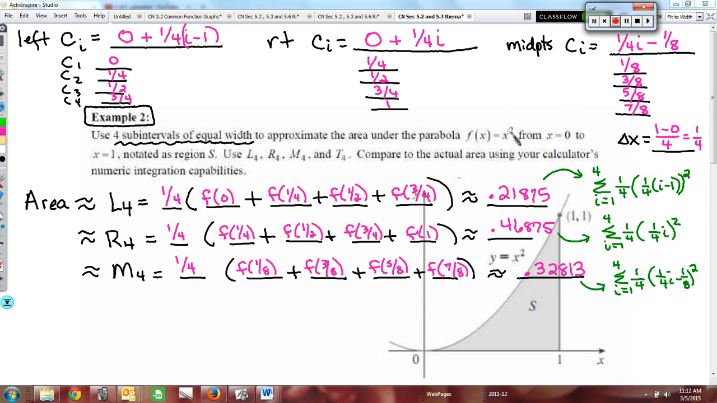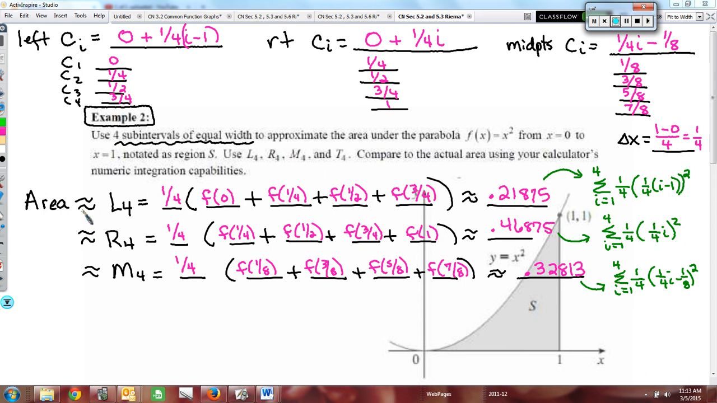Alright, so you can check your answers with mine. Here's my formula for my left, my 4 left endpoints, my right, 4 right endpoints, and then my midpoints. I prefer fractions because I feel like writing the decimals out, and it was easier for me to understand this as fractions, although decimals are certainly fine.